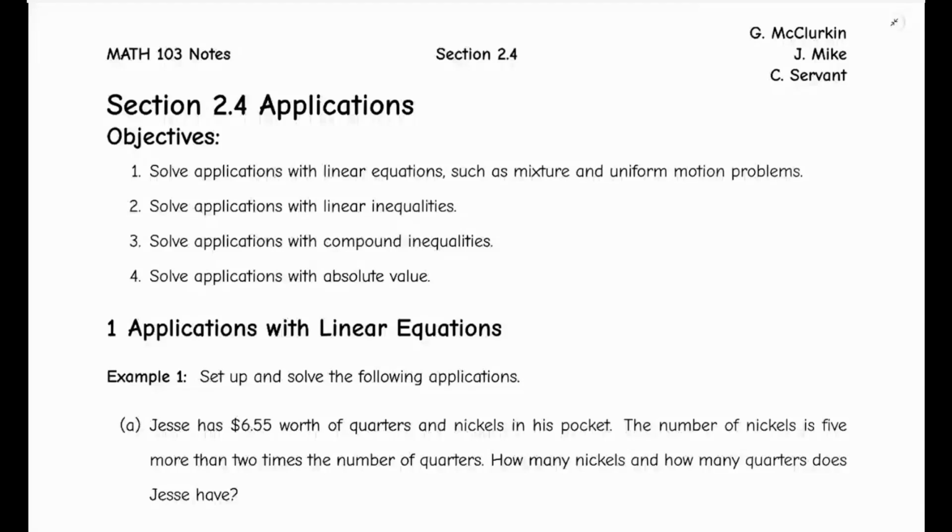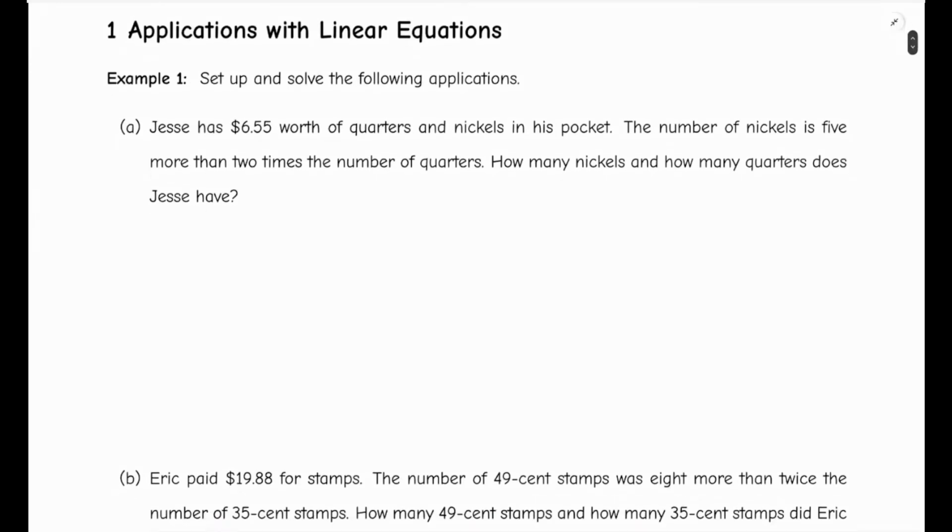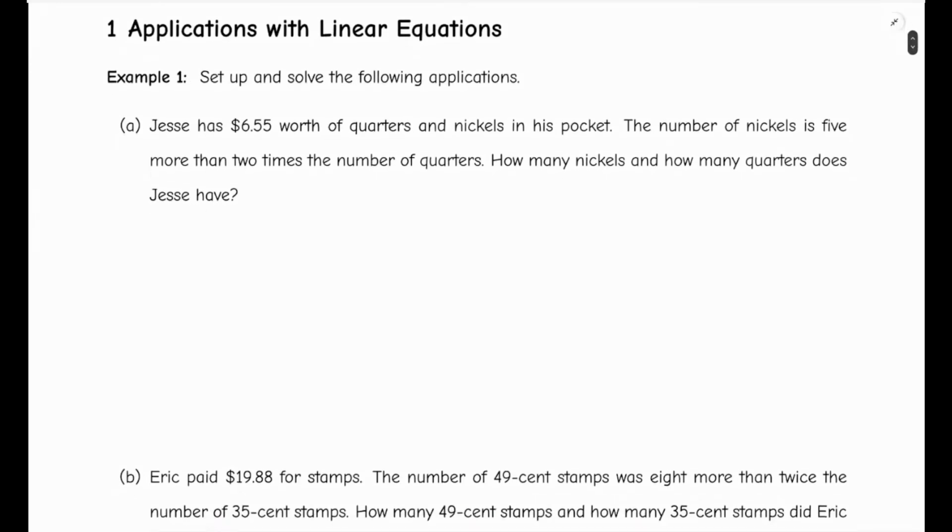Hello, this is section 2.4 Applications. Applications with linear equations. Example 1, Part A. Jesse has $6.55 worth of quarters and nickels in his pocket. The number of nickels is 5 more than 2 times the number of quarters. How many nickels and how many quarters does Jesse have?